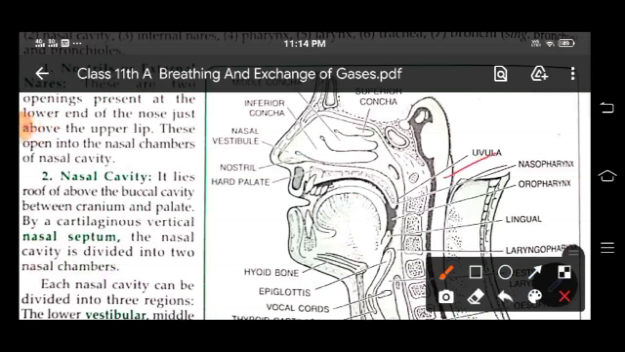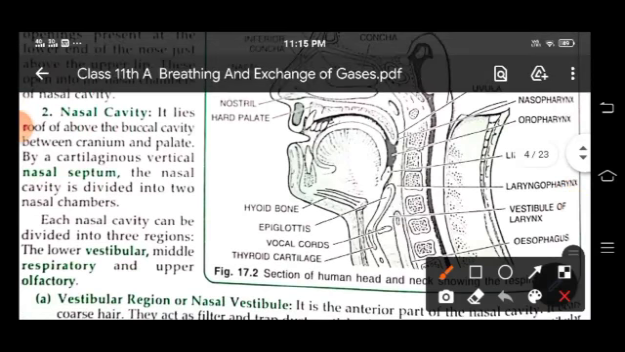Then the pharynx part, which is divided into three: nasopharynx, oropharynx, and laryngopharynx. Now this laryngopharynx is the common opening for the air and the food. Now the hyoid bone, then the epiglottis, which is the opening. Now the vocal cords, then the thyroid cartilage, and this is the esophagus pipe.